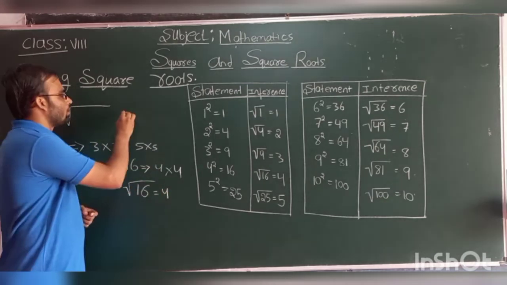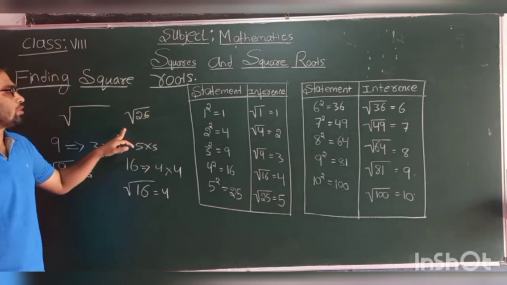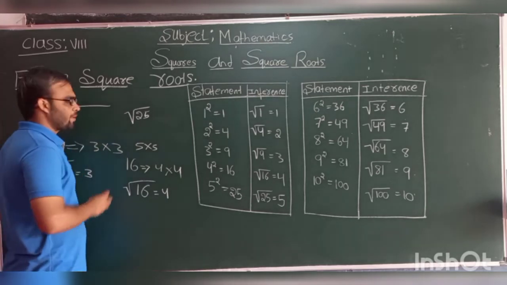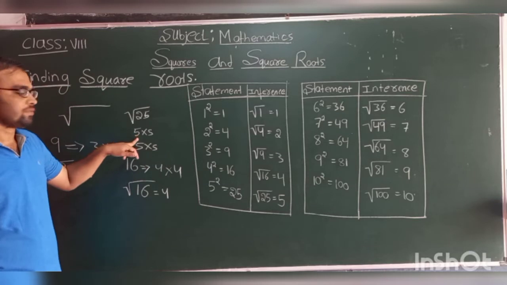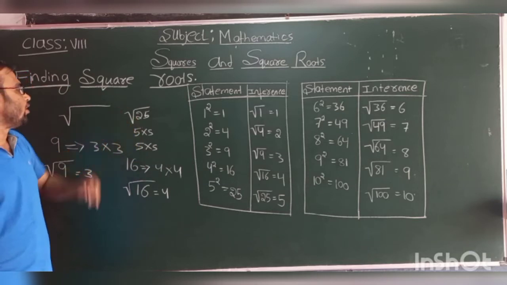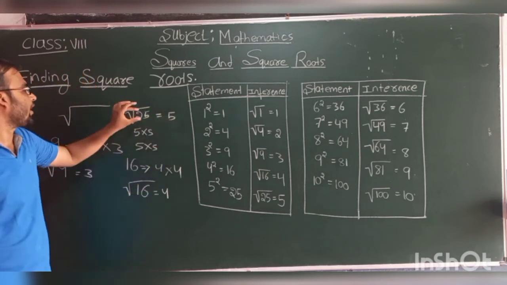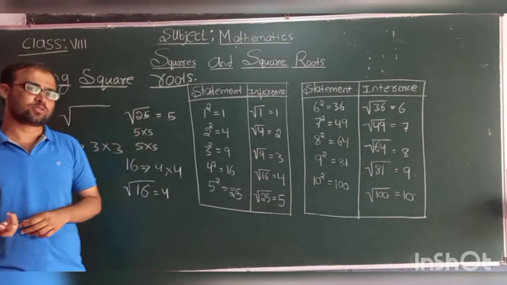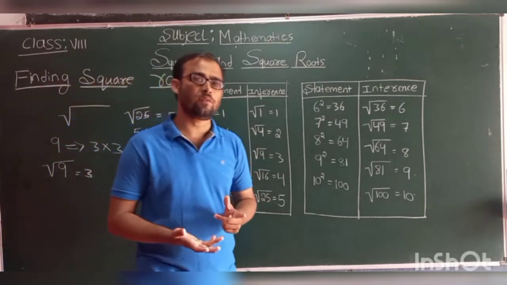Understood, students? Suppose you are asked to find the square root of 25. Then how can 25 be expressed? 25 can be expressed as a product of the same number twice, that is 5 into 5. It means the square root of 25 is 5. I am telling you, students, square root is just the opposite of square numbers.